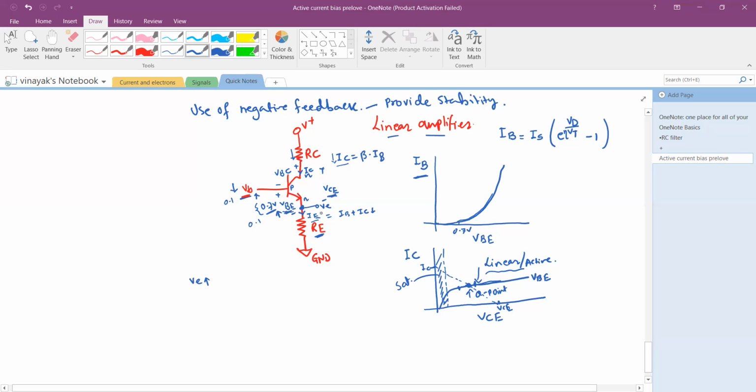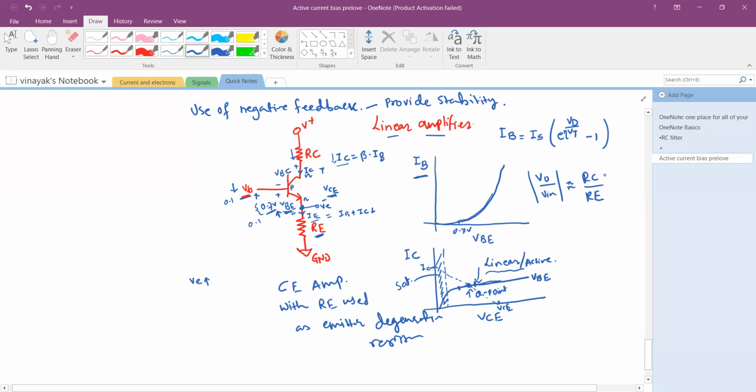And this is how it works. So this is a classic example of a CE amplifier, common emitter amplifier, with the emitter resistance RE used as an emitter degeneration resistor. This is how it works. And of course, the gain of this circuit, that is VO over VIN, check the magnitude, is approximately RC over RE, merely set by the resistor ratio.